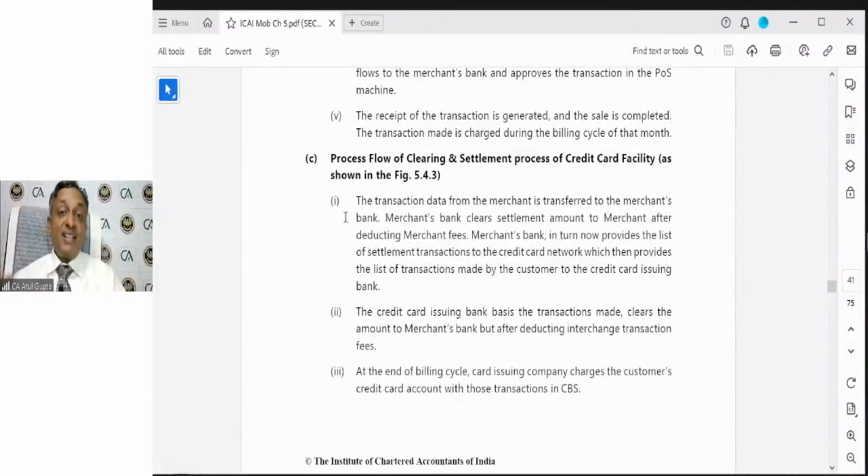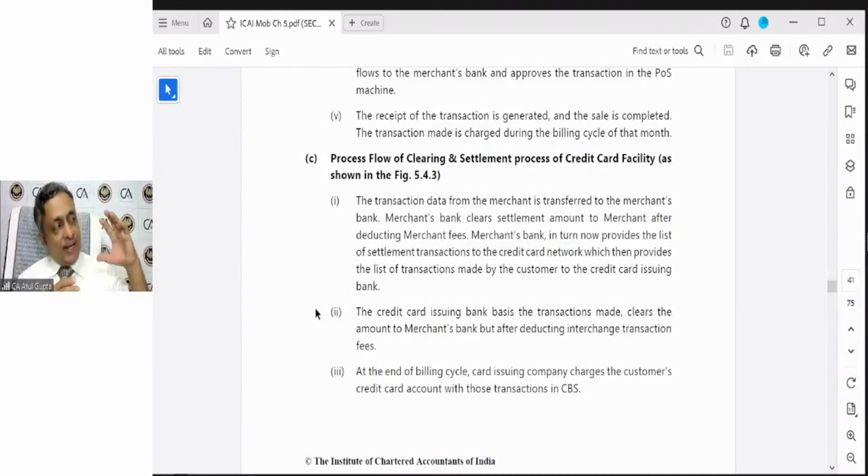Now you have done a transaction. So you have expended the money today based on the credit facility provided by the card issuing bank. You may have to make a payment in 30 days or 45 days. How is it done? So that part. The transaction data from the merchant, meaning the vendor from whom you have bought the product, is transferred to the merchant's bank. Merchant bank clears settlement to the merchant after deducting the merchant fees.